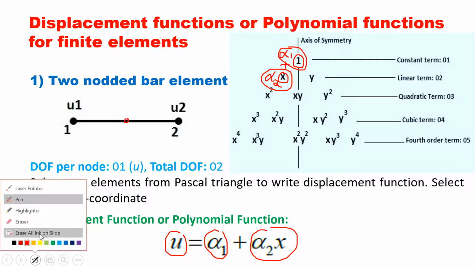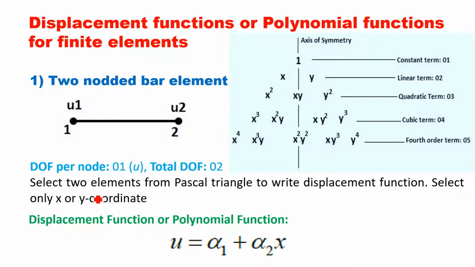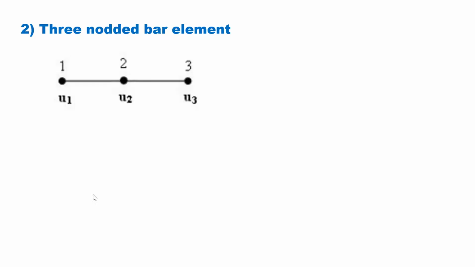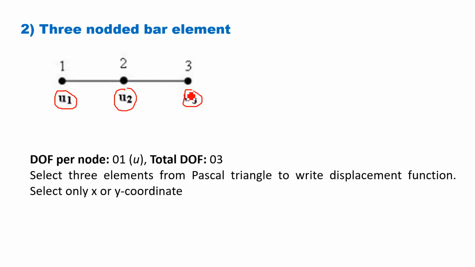Similarly, we can discuss the displacement function of other elements, like if you increase one more node in the bar element, a 3 noded bar element. Okay, so 3 nodes are there. At each node there is 1 degree of freedom, that is displacement in x direction, u1, u2, u3. Now there are 3 nodes, so total degrees of freedom are 3. It means we have to select 3 elements from the Pascal triangle.